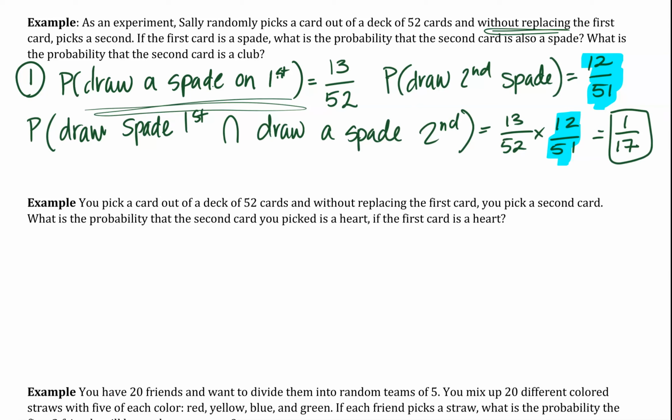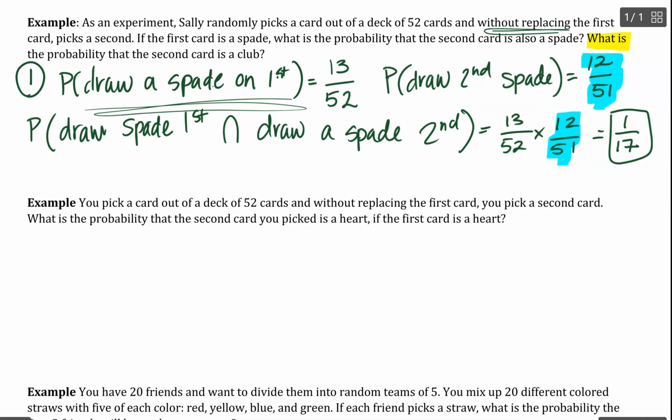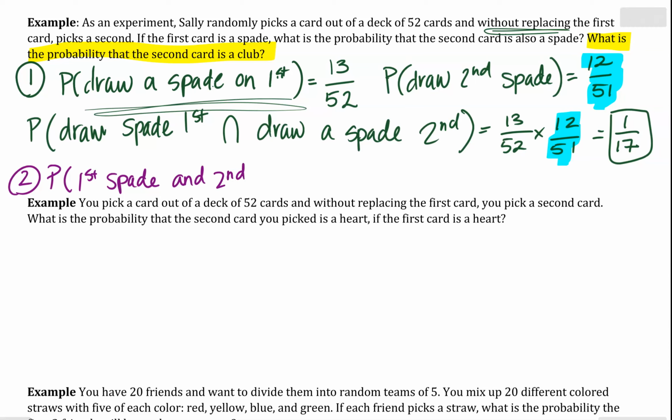Part 2 asks, what is the probability that the second card is a club? So we still have the first card being a spade, but now we're asked what's the probability the second card is a club. So let's calculate that. So this would look like the probability first card is a spade and second card is a club.